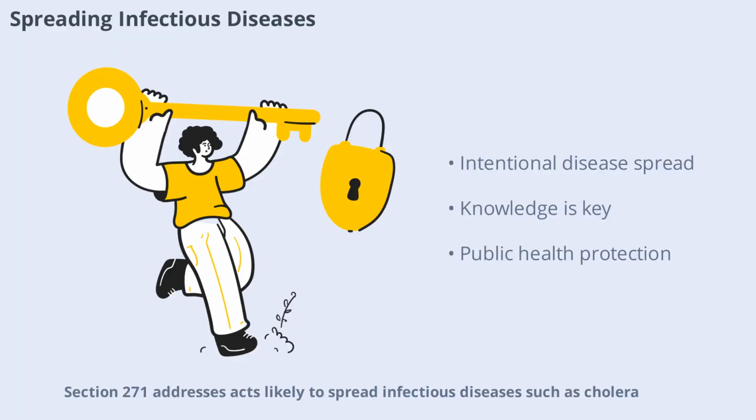Section 271 addresses acts likely to spread infectious diseases such as cholera, plague, or smallpox. The law punishes individuals who knowingly engage in actions that could transmit these diseases. For example, if someone misrepresents their health status and spreads a venereal disease, they are liable under this section. The focus is on the knowledge and intent behind the act, ensuring that those who endanger public health face consequences. This section underscores the importance of honesty and responsibility in preventing the spread of dangerous illnesses within society.